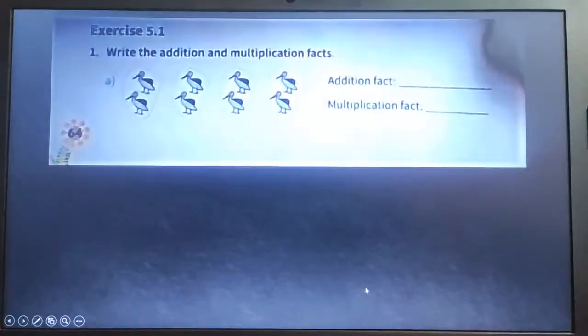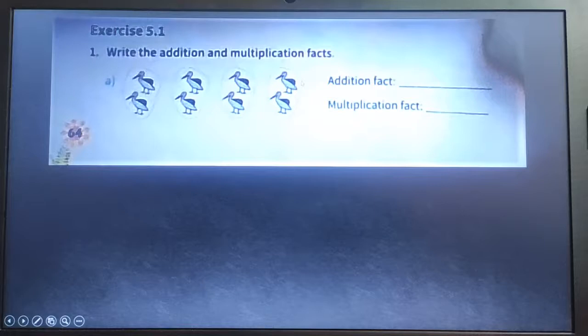See exercise 5.1, that is, write the addition and multiplication factor. Here a picture is given. Birds are there, a group of birds. You have to write the multiplication factor as well as the addition factor. So how many birds are there? How many groups are there? 1, 2, 3, 4. There are 4 groups of birds. Each group is having 2 birds each.